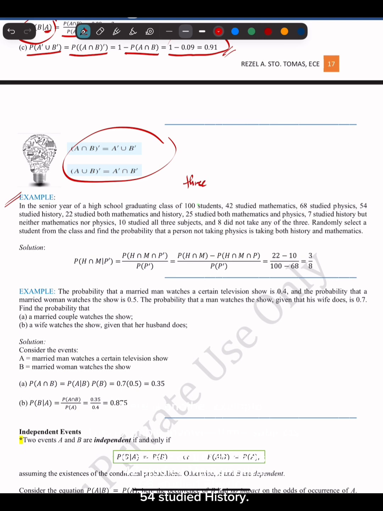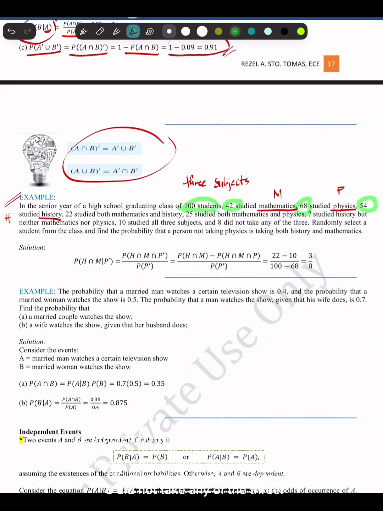Here is another example. This example involves 3 subjects in a class of 100 students. 42 studied mathematics, 68 studied physics, 54 studied history, 22 studied both mathematics and history, 25 studied both mathematics and physics. 7 studied history but neither mathematics nor physics. 10 studied all 3 subjects. 8 did not take any of the 3.